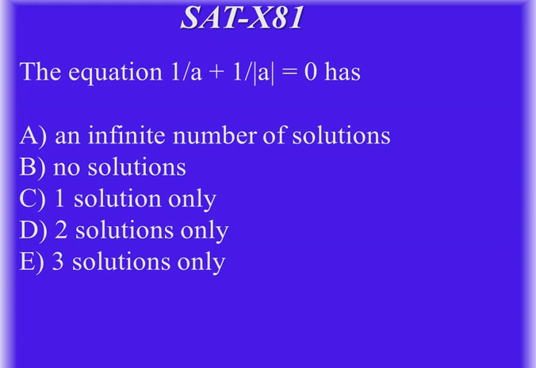All right, SAT example number 81. The equation 1 over a plus 1 over the absolute value of a equals 0. Let me write that vertically so we can look at this a little bit differently.